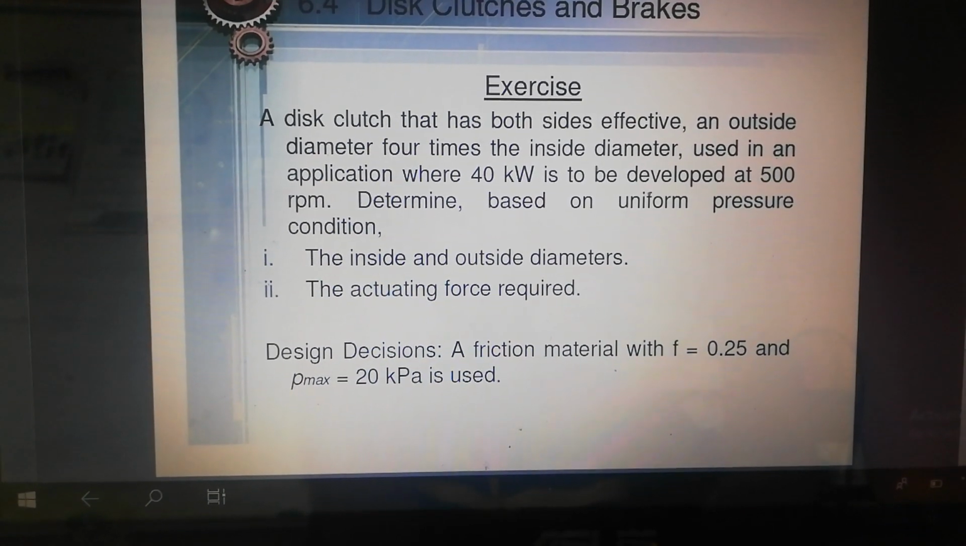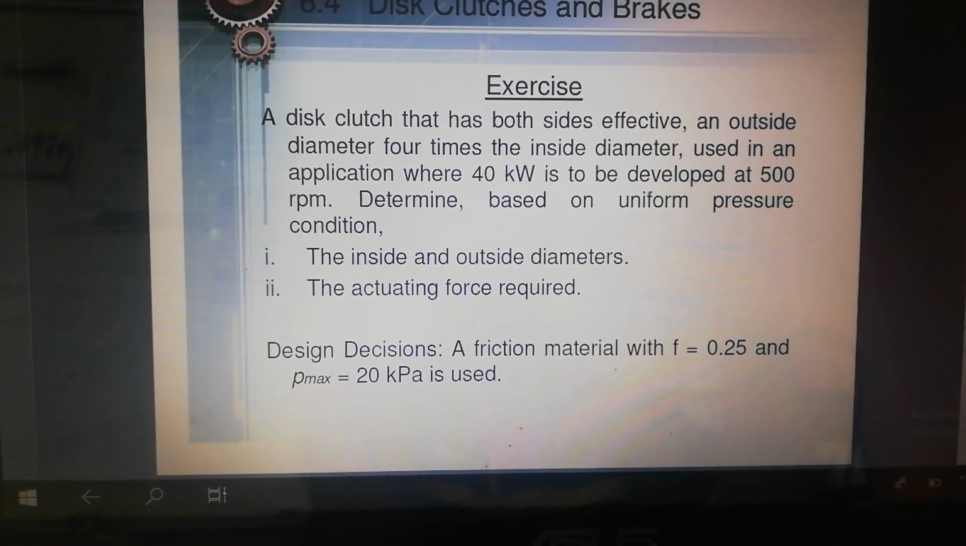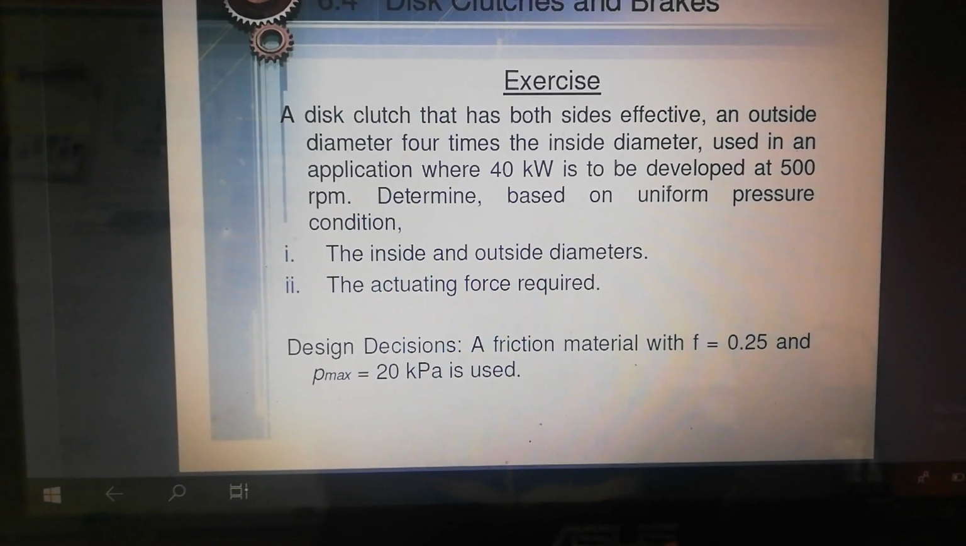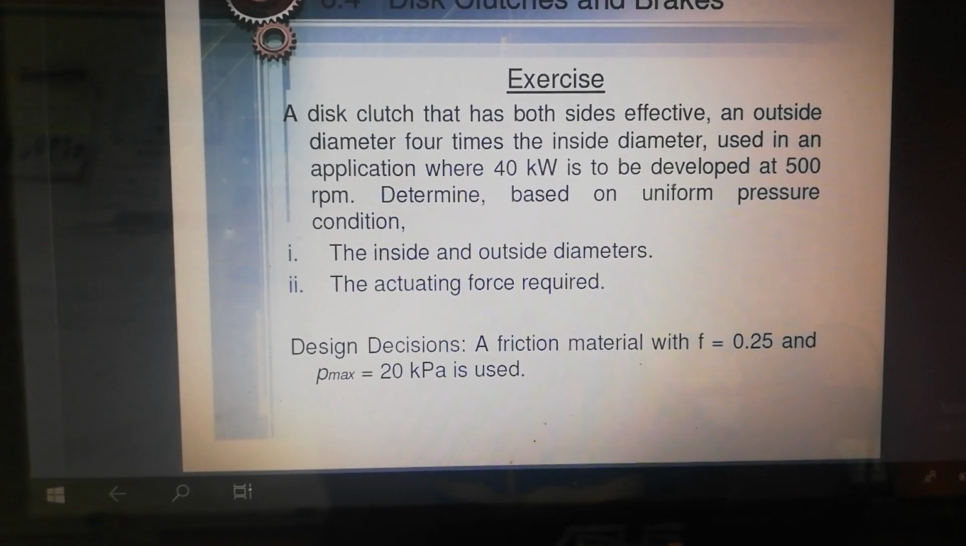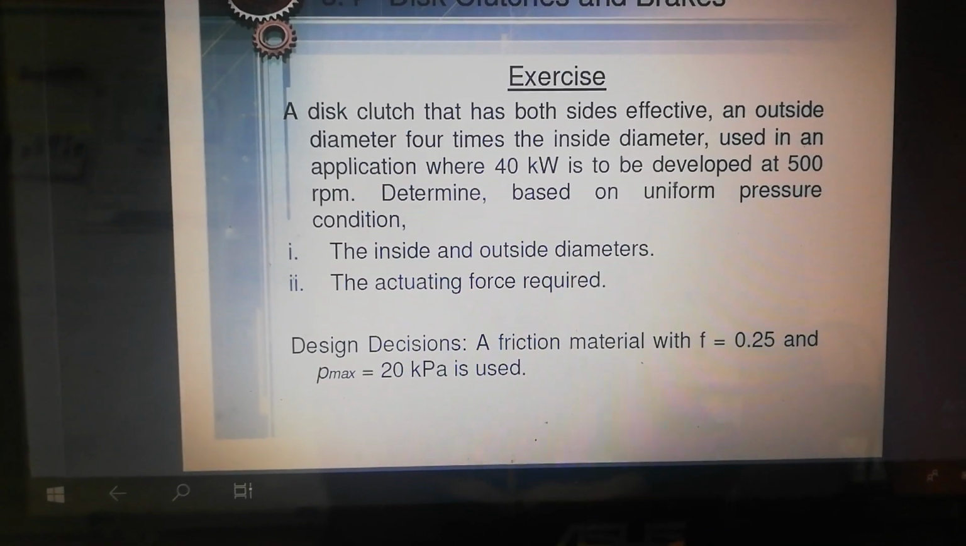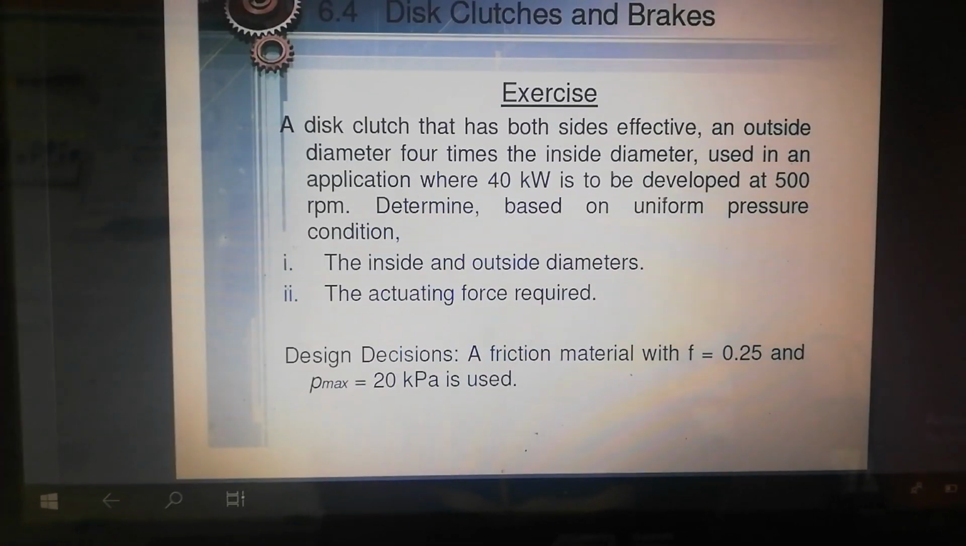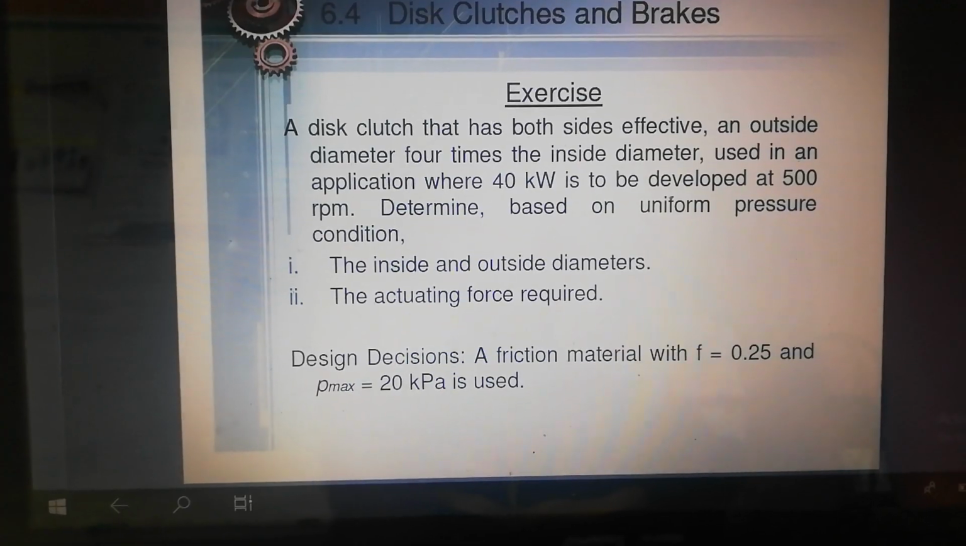First, the inside and outside diameters. Second, the actuating force required. And the design decisions: friction material with the coefficient of friction f equal to 0.25, and the maximum pressure of 20 kilopascal is used. Right.